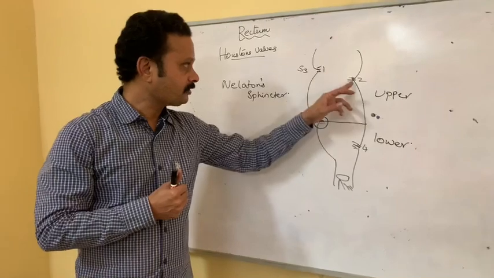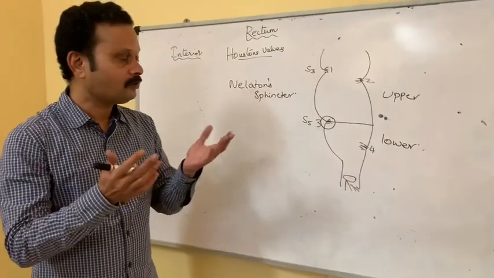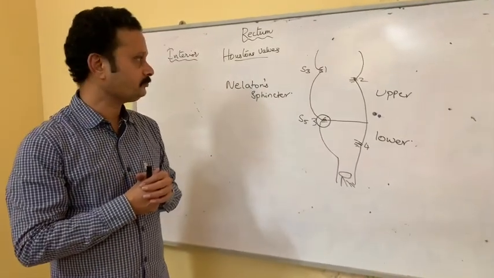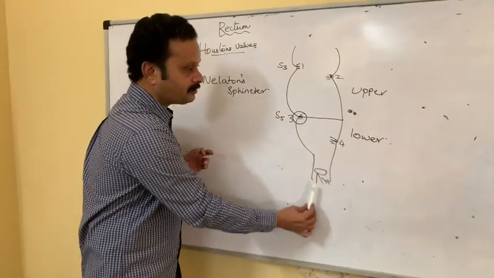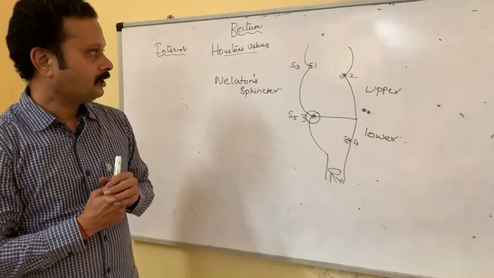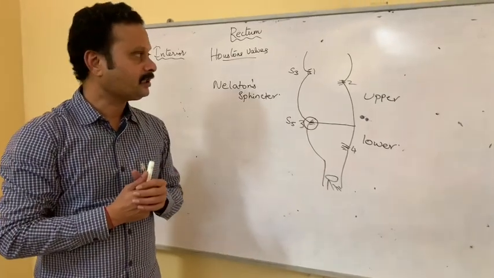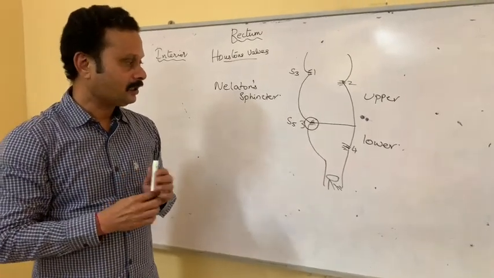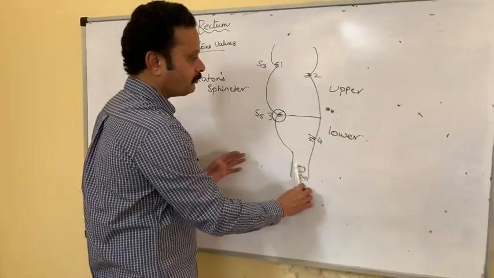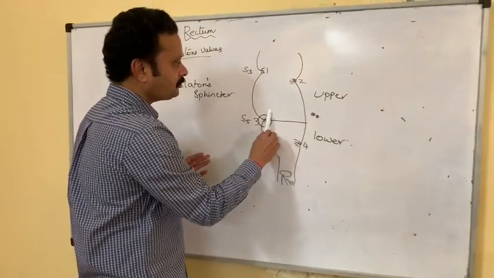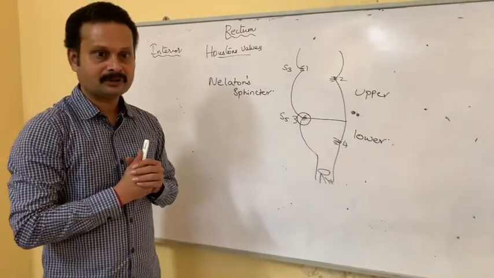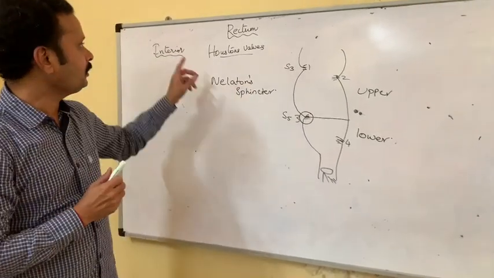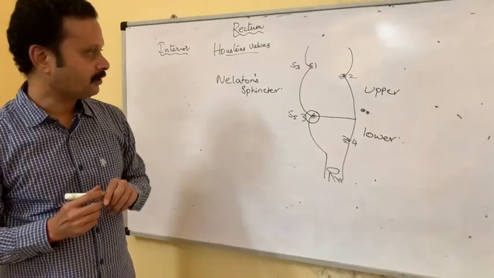And coming to the functions of these valves, they hold the fecal matter in position. They prevent the passage of any instrument unless carefully passed. And when rectal washing has to be done, the cannula has to pass through the rectum in left lateral position so as to avoid injury to this third Houston's valve. So this is all about the interior and the Houston's valves.